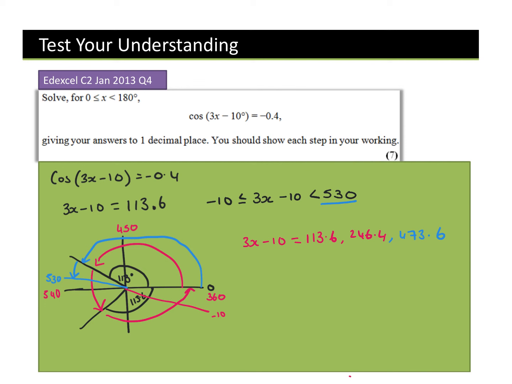So now what do I do? Add 10 to everything. 123.6, 256.4, 483.6. Now what do I do? Divide everything by 3. 41.2. 256.4 divided by 3 is 85.5. And then 483.6 divided by 3 is 161.2. Now, double check. It says give your answers to one decimal place, which we did. We showed our working. We did 7 marks.